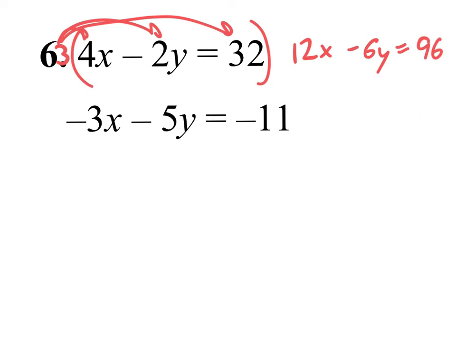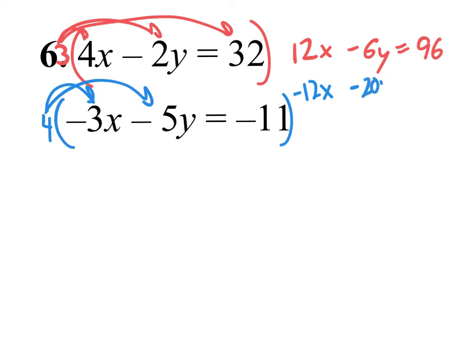And down here, we already changed this 4 to become a 12. We need this negative 3 to become a negative 12. So I'm going to multiply that bottom one by 4. And 4 times negative 3 is negative 12 with an x. 4 times negative 5 is negative 20 with a y. And 4 times negative 11 is negative 44.